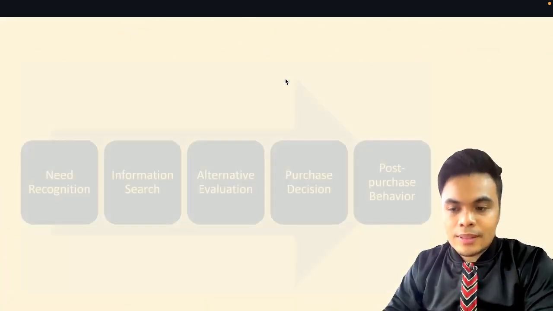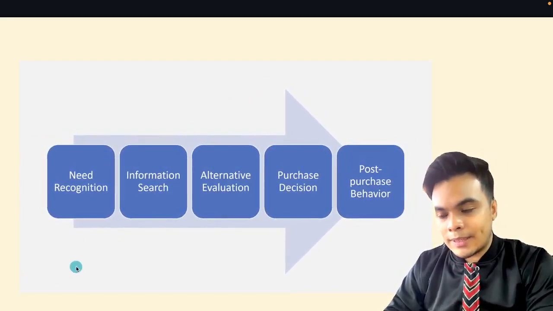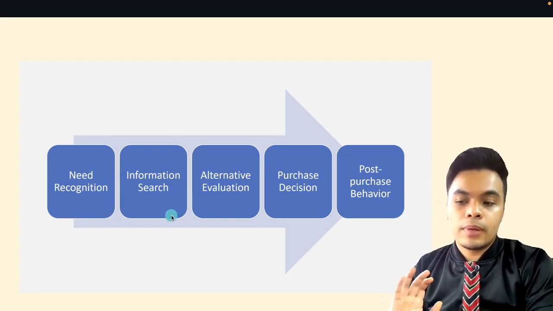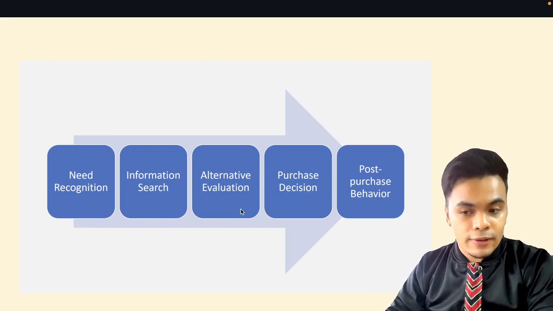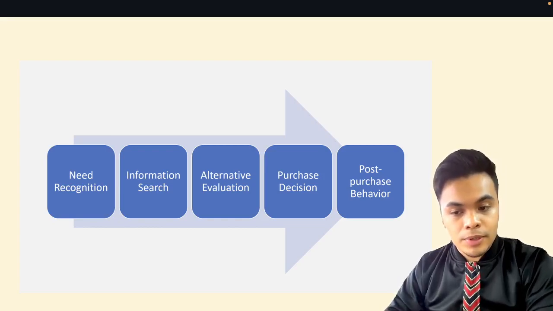So, that's it. That is our consumer buying process. Just a recap. Ano yung mga pinagdaanan natin? First step, need recognition. Second step, information search. Third step, we have the alternative evaluation. Fourth step, purchase decision, and the last step now is your post-purchase behavior or your evaluation.